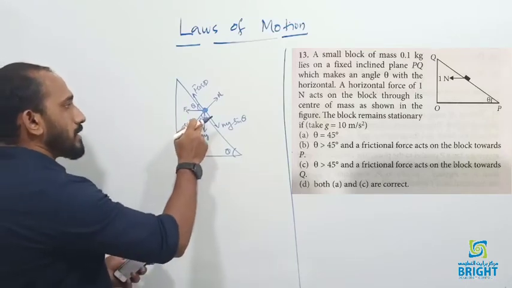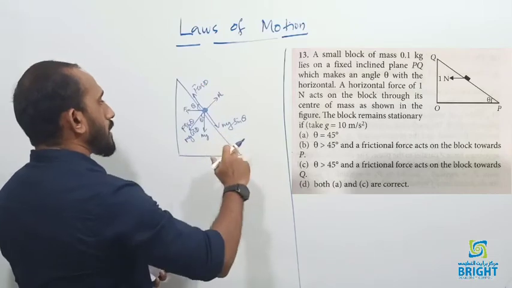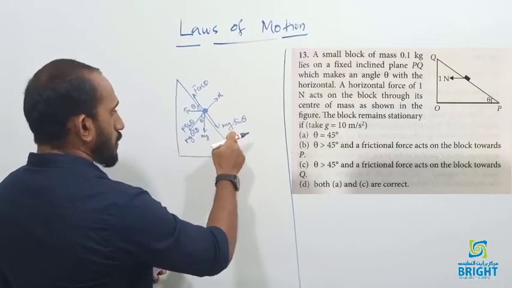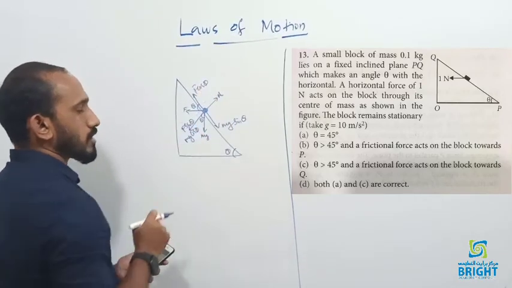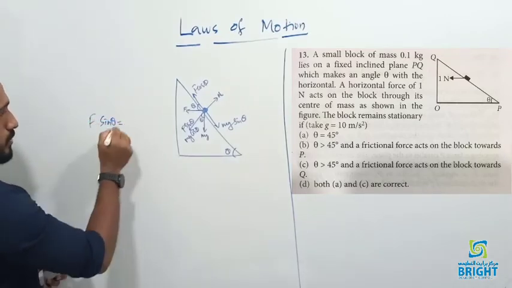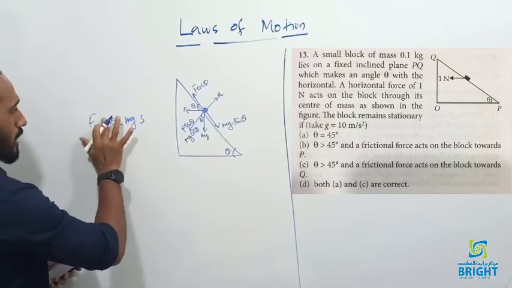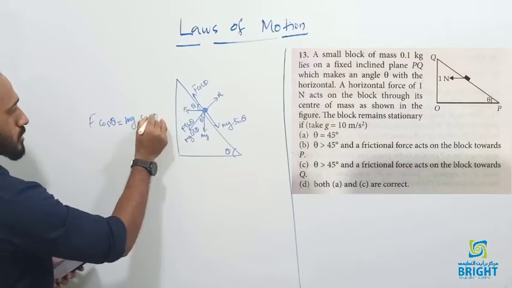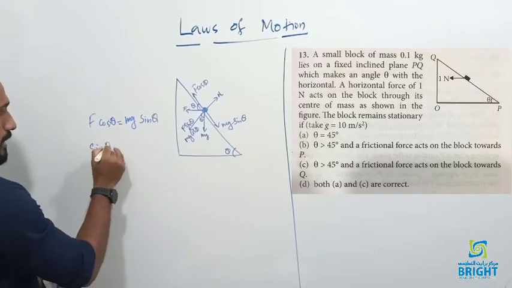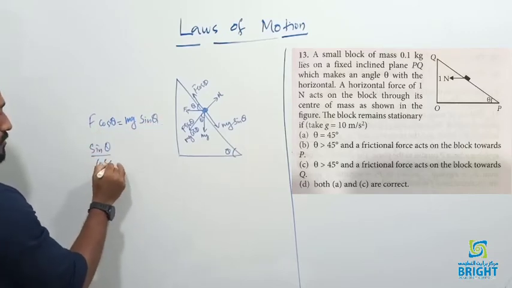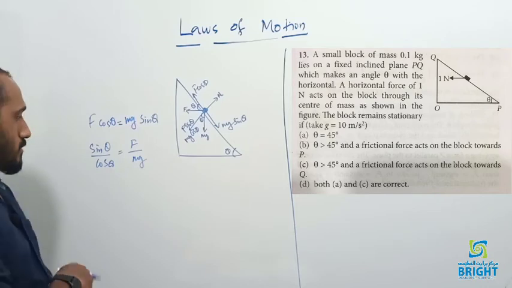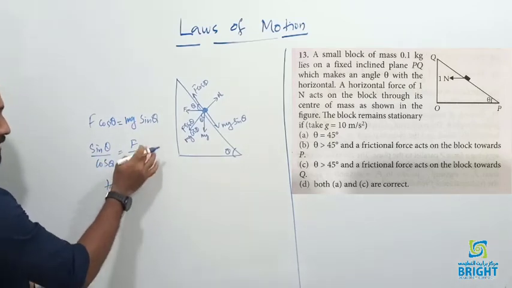Okay, so to be stationary, the total net force acting on the body should be 0. For that purpose, from the figure it's very clear that the downward force is mg sin theta and the upward force is F cos theta. Both should be equal. So we can write F cos theta is equal to mg sin theta. If you just resolve, sin theta by cos theta is equal to F by mg. Sin theta by cos theta is nothing but tan theta. That is equal to F by mg.